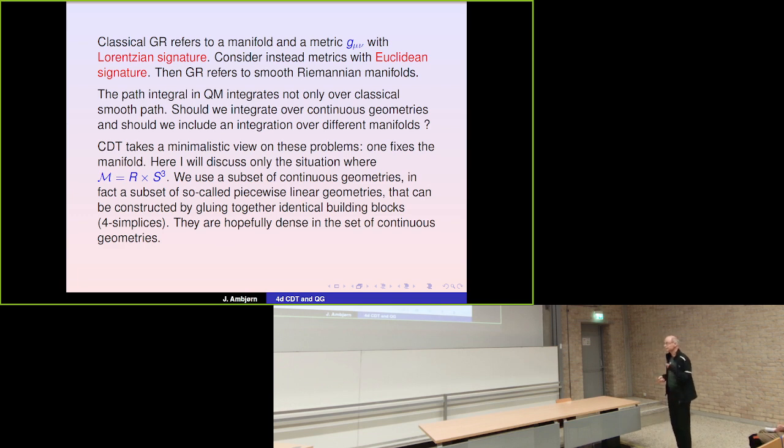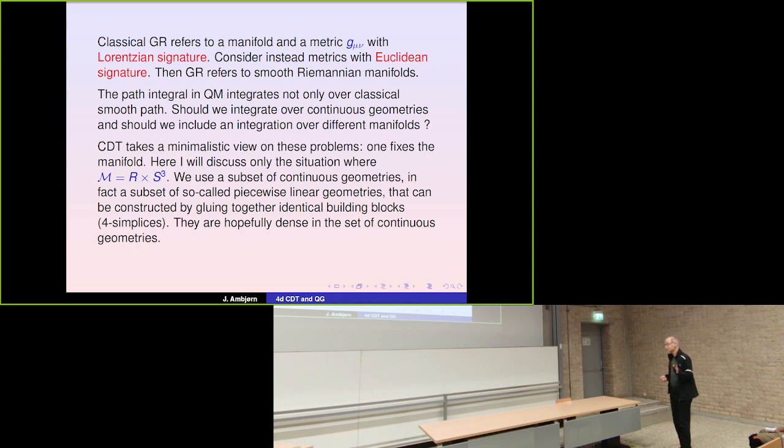Also, what should we actually include in the integration, or should we integrate over different manifolds? Well, in string theory, we are clearly forced to integrate over different manifolds because the string can split up and join and change topology and so on. But in quantum gravity, as such, it is less clear. And CDT, which I'll talk about here, takes a minimalistic view on these problems. One fixes the manifold. I will only here discuss the situation where the manifold is R, which is the direction of time, and S3, which is a compact space.